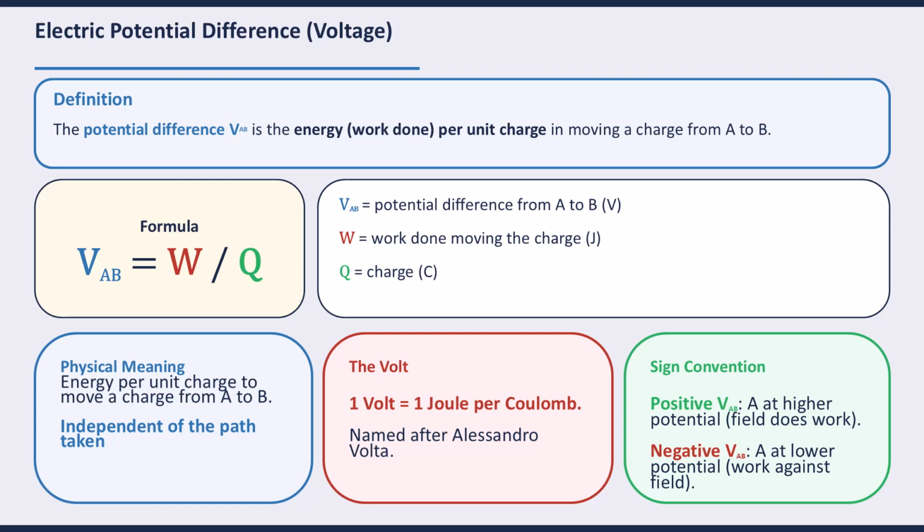The volt is named after the Italian scientist Alessandro Volta, who invented the first electric battery in the year 1800. In your circuits, the battery creates this potential difference. It is the source of all the energy in the circuit. Voltage is the driving force. Without it, no current flows.